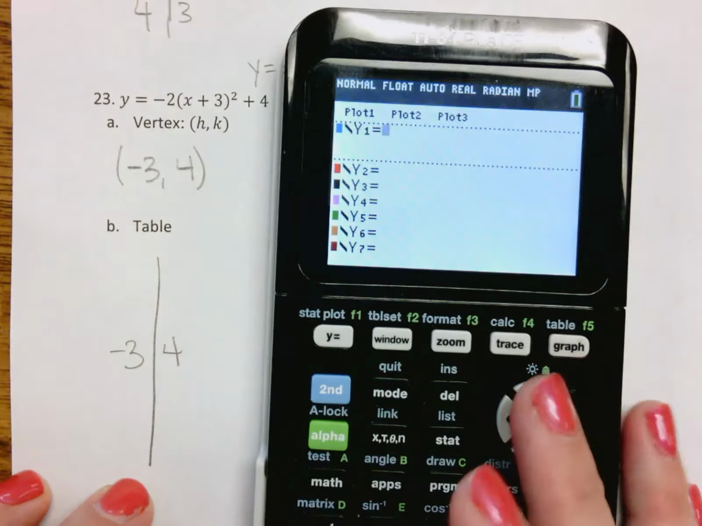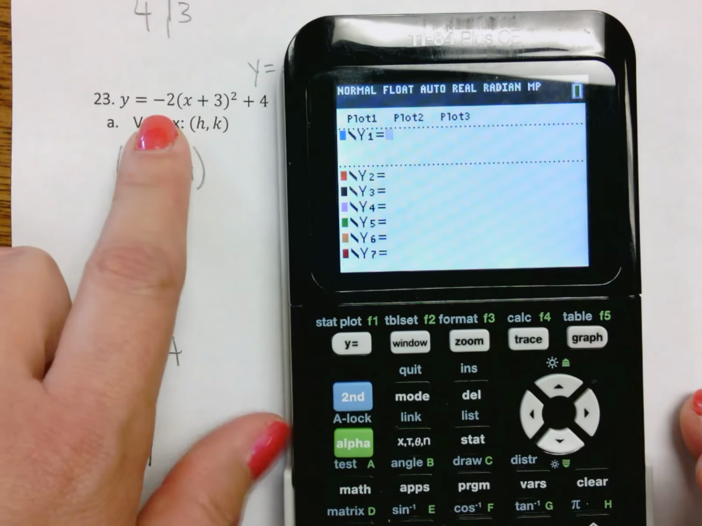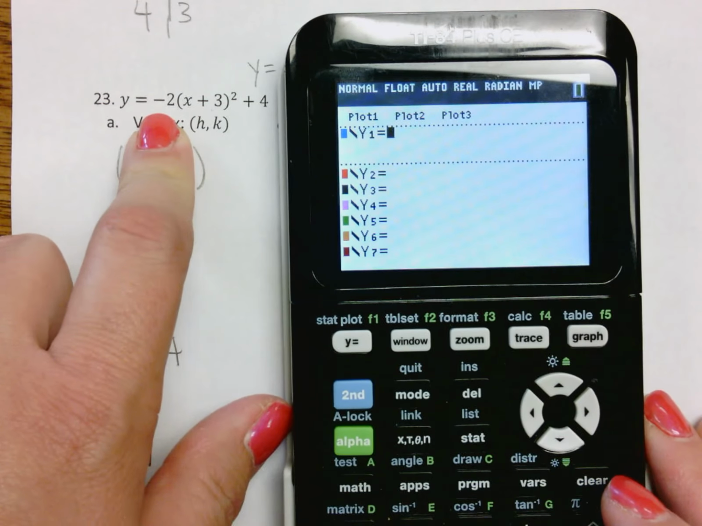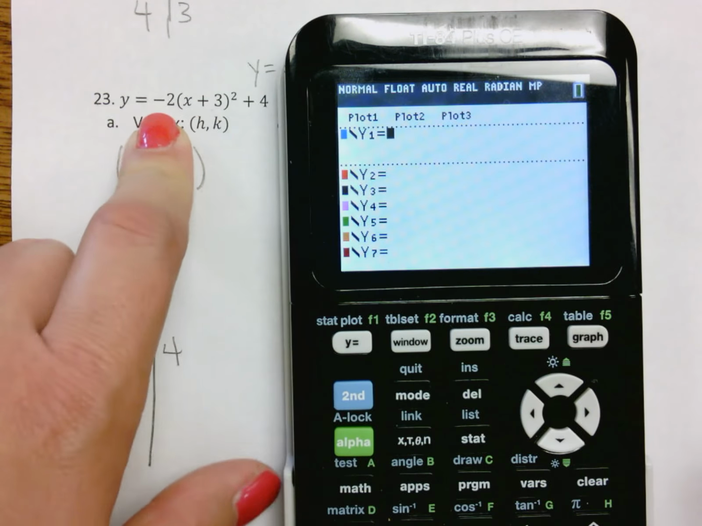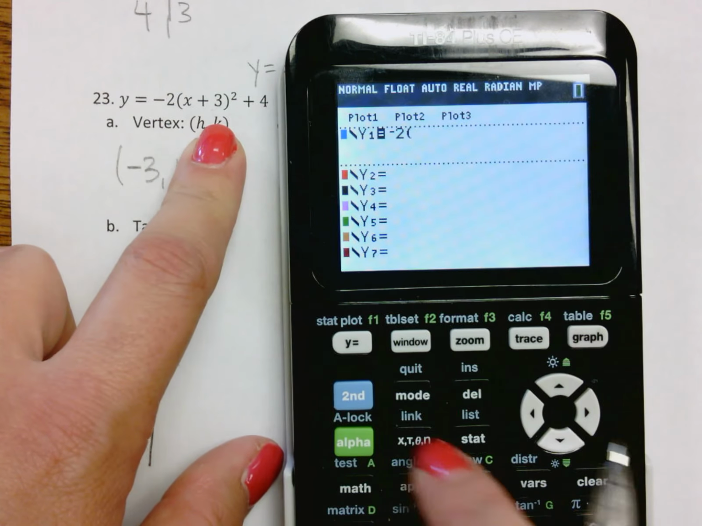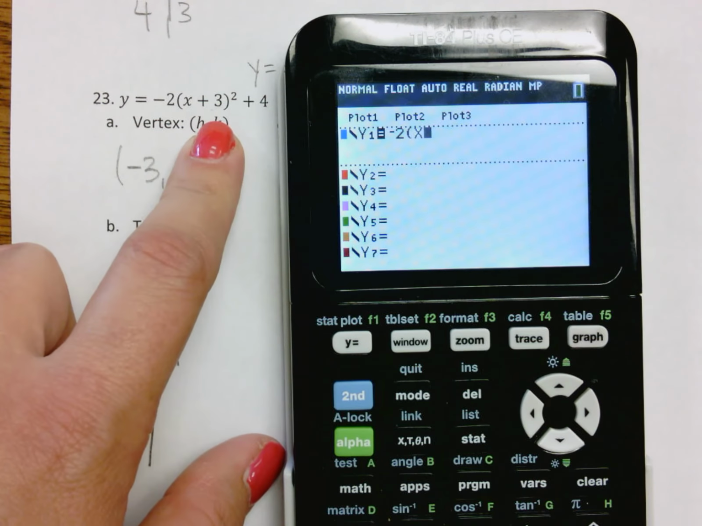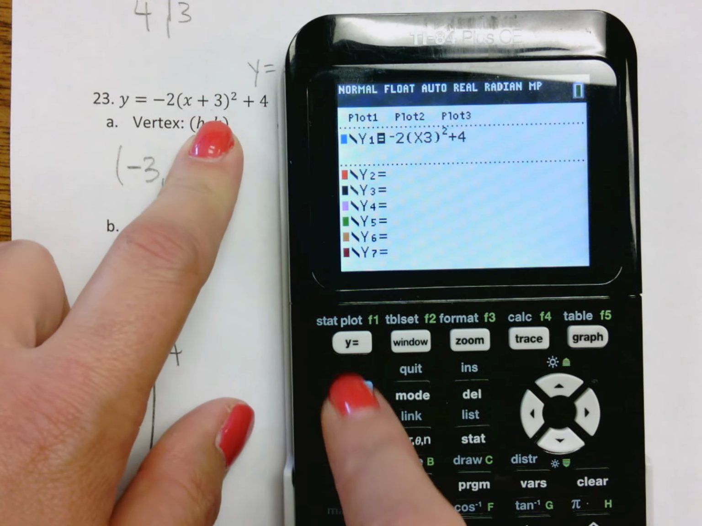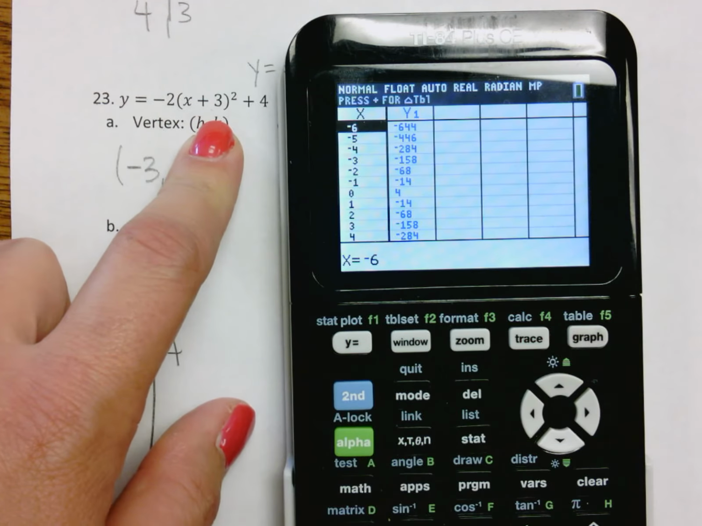And I'm going to go back to the original equation. I'm not going to go to the equation that I rewrote. That function, what if I mess that function up? Let's go back to the original function and type that in our calculator. So -2 times (x plus 3), close your parentheses and square it, plus 4. And then we just want to look at the table, so we're going to go second table.